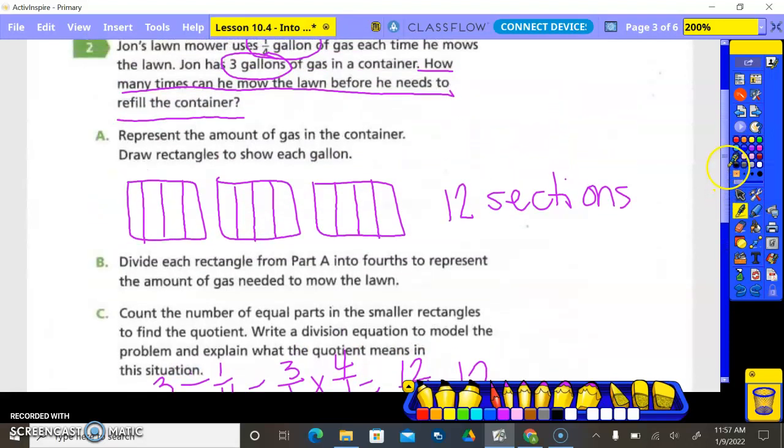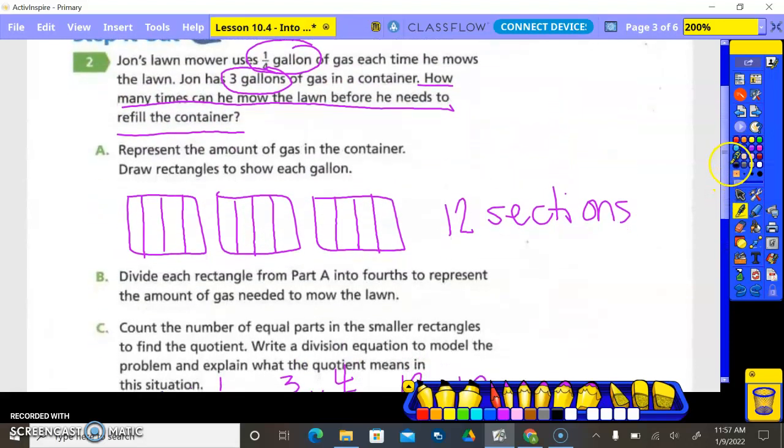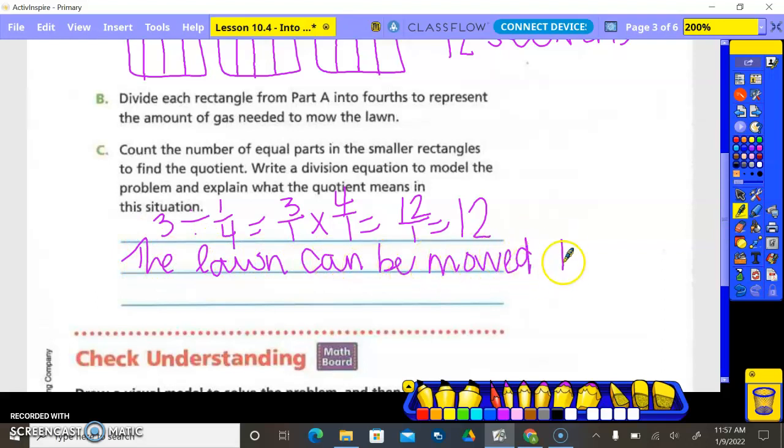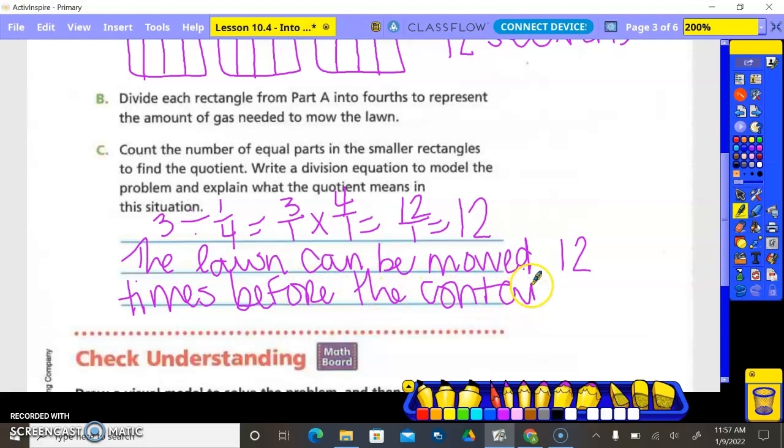And then our question was, how many times can he mow the lawn before he needs to refill the container? So the answer is 12. The lawn can be mowed 12 times before the container needs to be refilled.